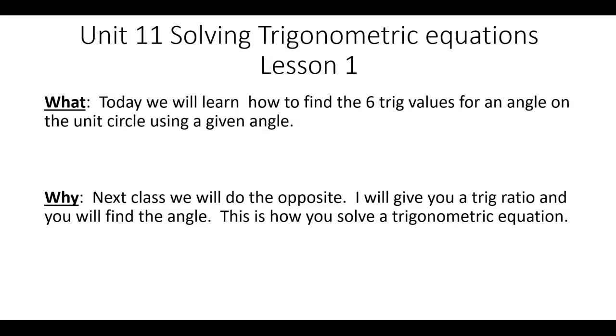Today we're going to learn how to find the 6 trig values for an angle on the unit circle using the given angle. Next class, we're going to do the opposite of that. I'm going to give you the trig ratio and ask you to find the angle that goes with it. And that's actually the goal of all of Unit 11. That's how you basically solve a trig equation. So what we're learning today is I'm going to give you the angle and you're going to find the trig values. That's a little bit easier.